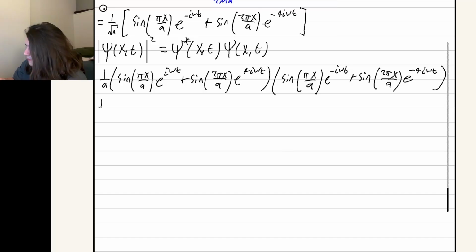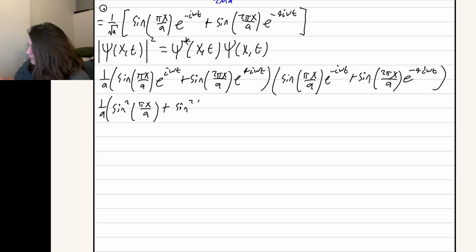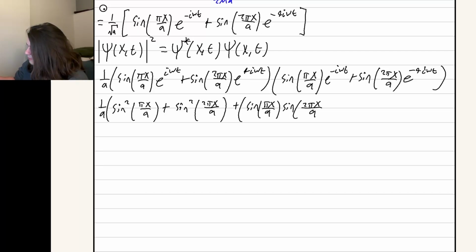Just expanding those combinations, we'll end up with sine squared pi x over a, plus sine squared 2 pi x over a, and then we'll have plus sine pi x over a times sine 2 pi x over a, all times this weird factor of e to the minus 3i omega t plus e to the 3i omega t.